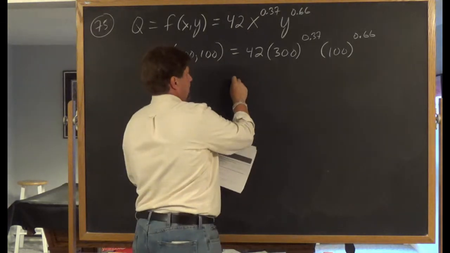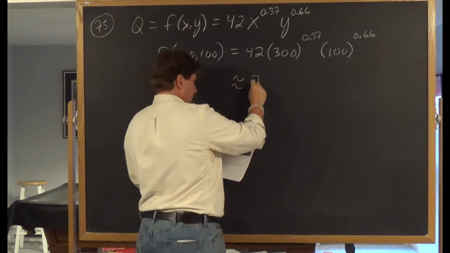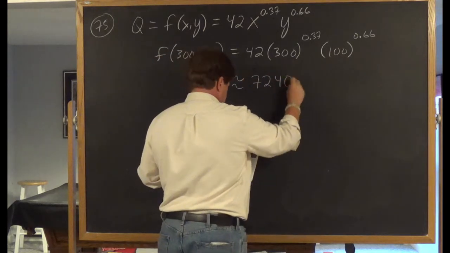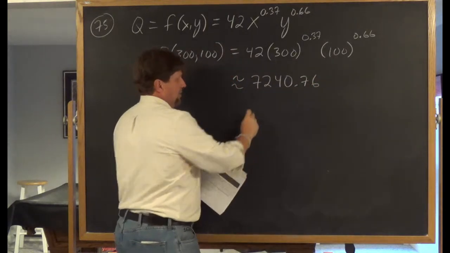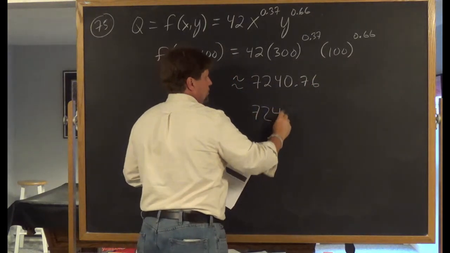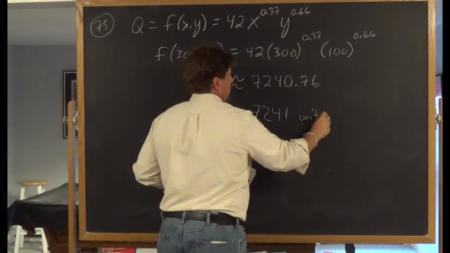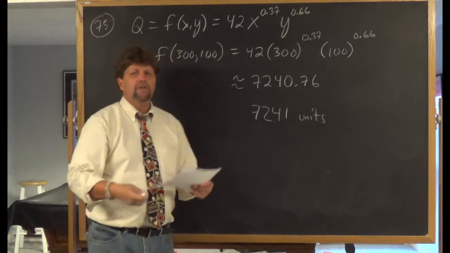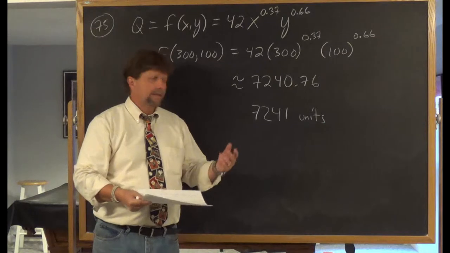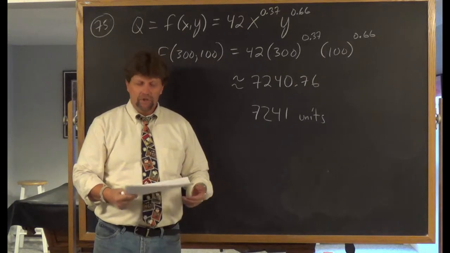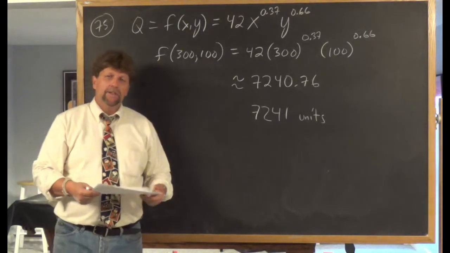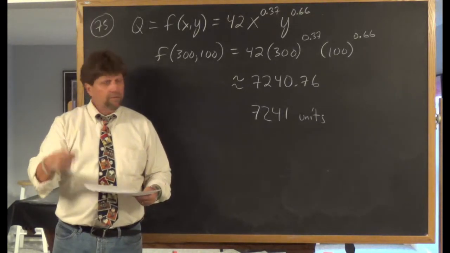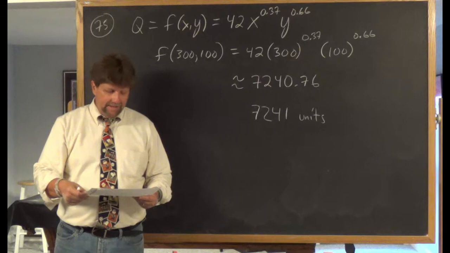And we get something pretty close to 7,240.76. I would actually say the answer is 7,241 units. I would round it to the nearest unit because we're talking about shoes here. No one wants 3/4 of a shoe. So hopefully you got that for number 75, and hopefully you're saying, hey, this is pretty friendly stuff. Just evaluating functions, that's it.